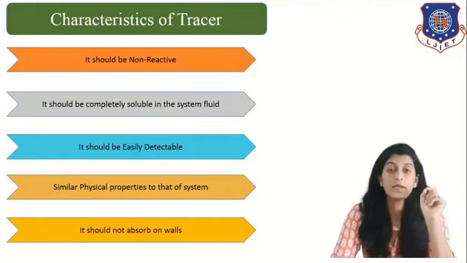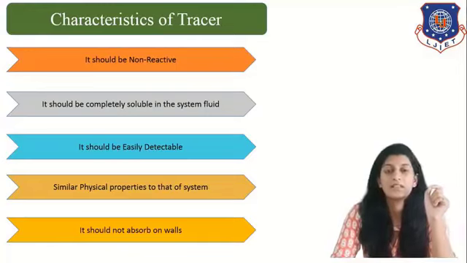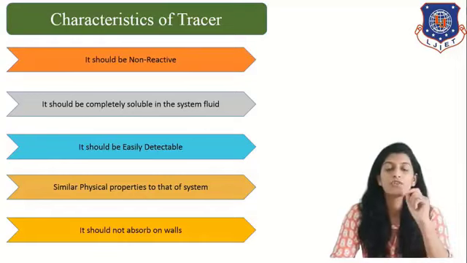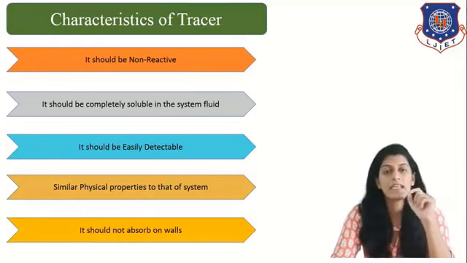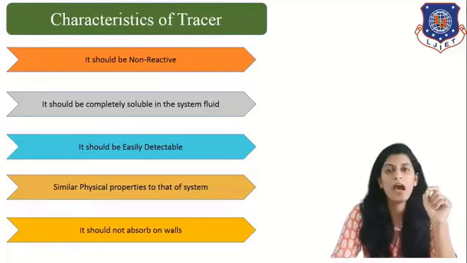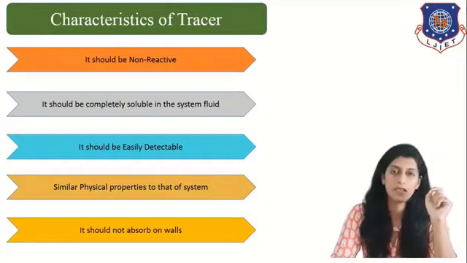The third important characteristic is that it should be easily detectable. Why do we need the tracer to be easily detectable? Because we need to detect the tracer at the outlet. We need to determine the concentration of tracer in the outlet stream. So if it is easily detectable, then it will be easier to get the exact data of the outlet tracer concentration.